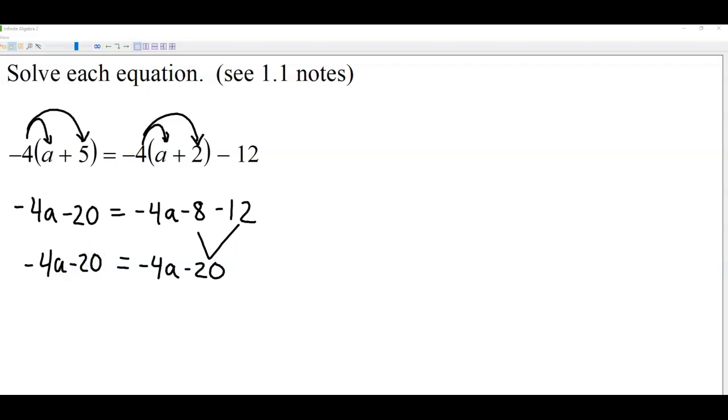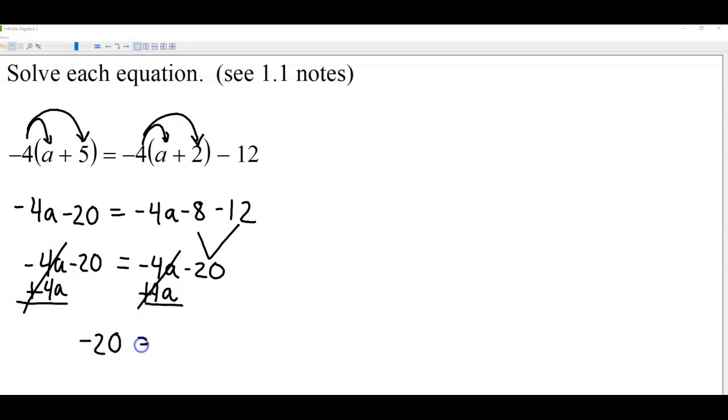The next step is to move the smaller variable. Now in this case, they're both the same, so it doesn't matter which one you move, just pick one. I'll go ahead and add 4a on both sides. Since it's a negative, right, you always do the opposite. And in this case, they both cancel out. Now that's a weird situation.